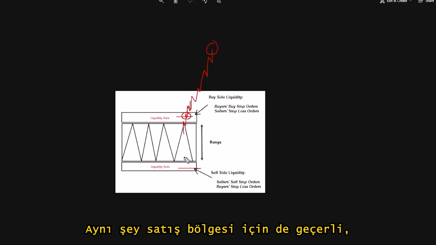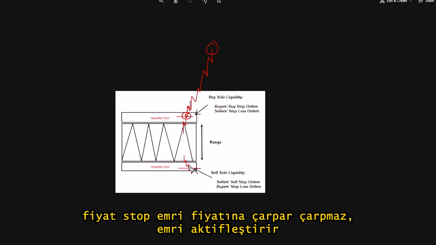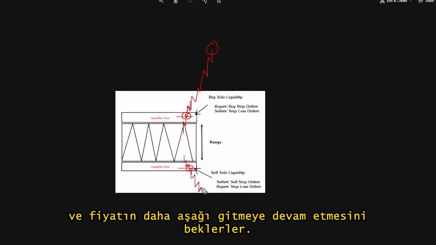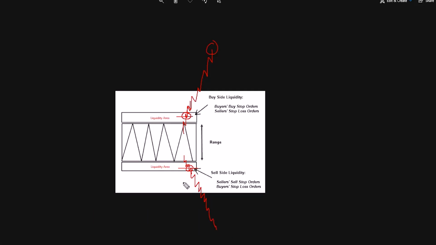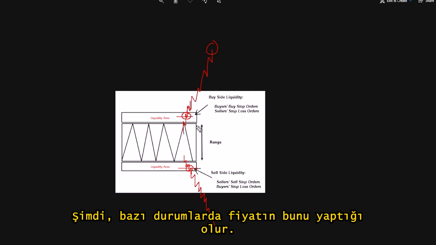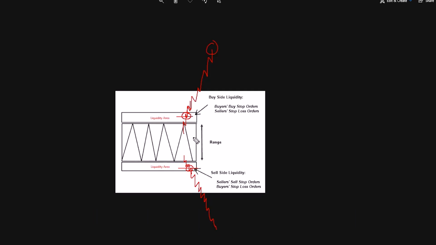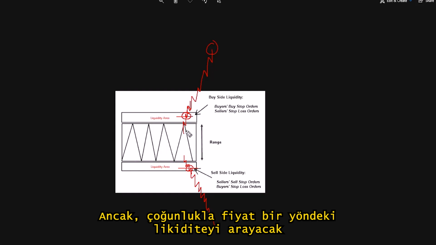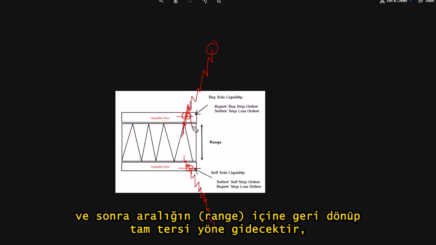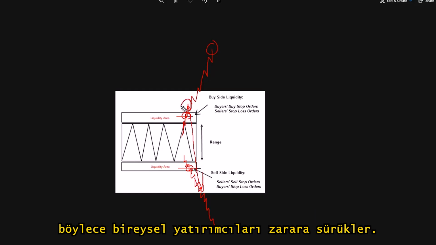Same thing with the sell area, where as soon as price hits the stop order, it activates your order, and then they would be anticipating price to keep going lower. Now, it does happen in some cases where price does that. However, most often than not, price will seek liquidity in one direction and then come back into the range and go in the complete opposite direction, inducing retail traders to take a loss.